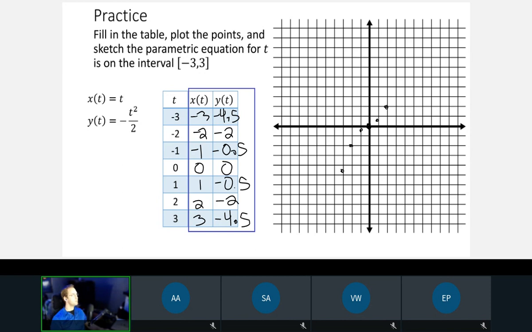Julia, don't forget these values go negative again. So once you hit 0, you go back down. There you go. Points look pretty good.